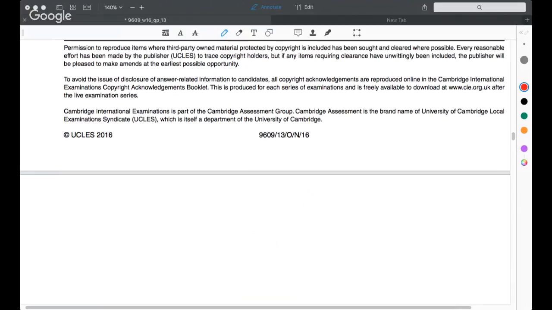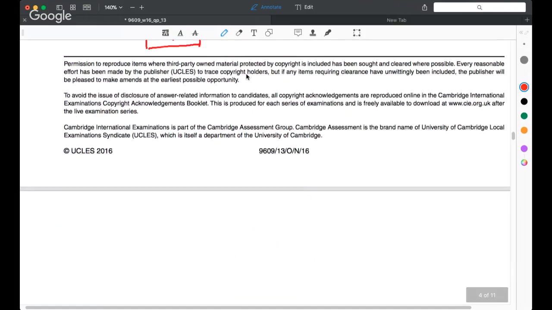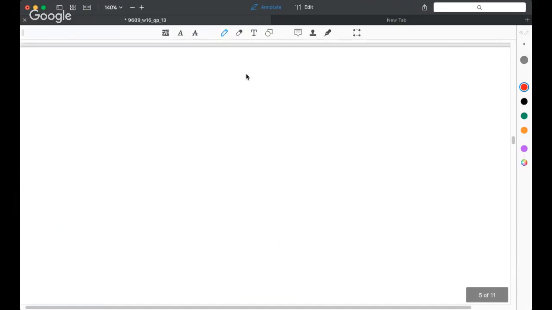Okay, back to it. I added some more pages so we can write on it. Perfect.